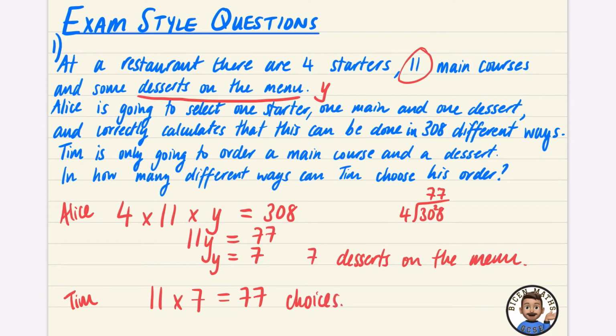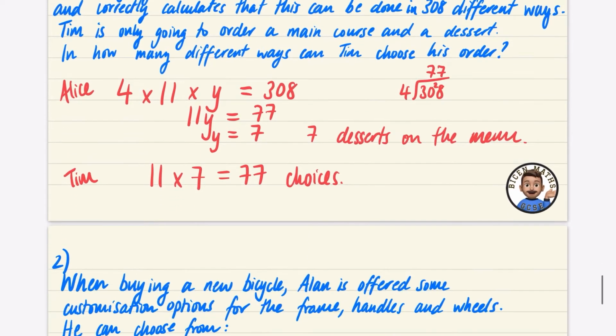In fact, we could have seen that here because we knew that 11 times the number of desserts was 77. We didn't even really need to say that Y was 7 desserts, but I think it just makes it a little bit easier to see. So if you were thinking about what kind of question this is, it's like a type 1 question where there are no restrictions at all. Okay, let's have a look at type 2.